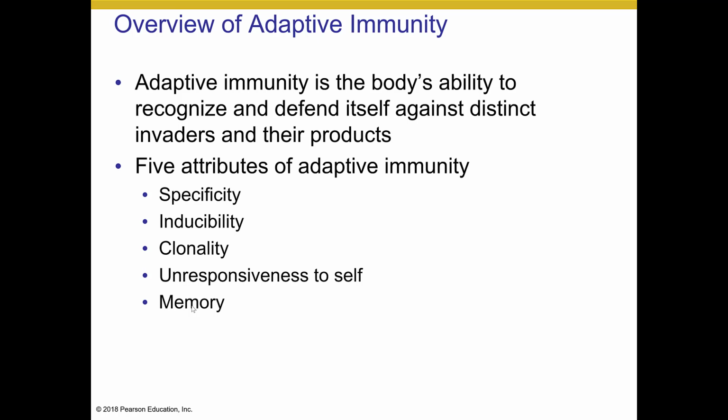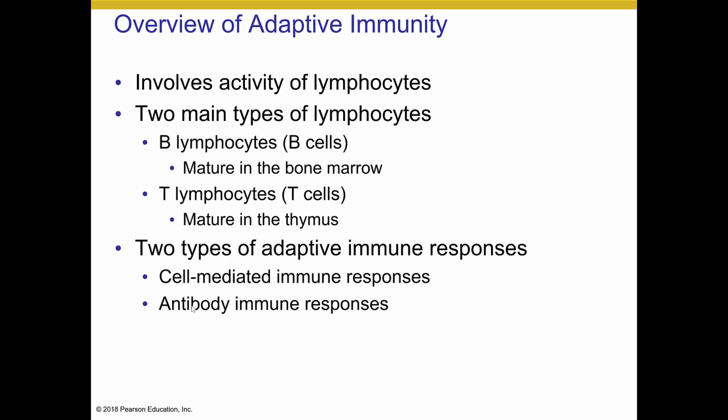So I'll give you a little bit of an overview and then talk about some of the key players. That's kind of how I organize the outline. And then we'll get into the 2 specific types of adaptive immunity.